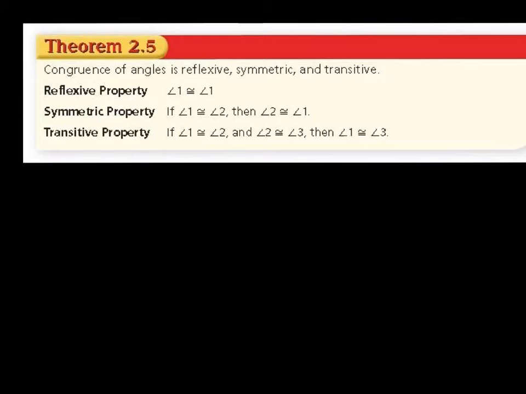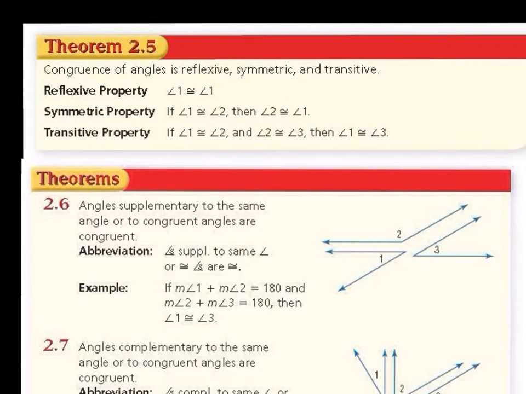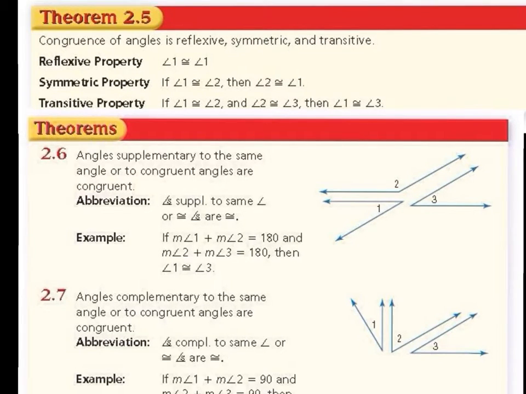We're still building our list. So for angles, yes, the reflexive, symmetric, and transitive properties are true. Angles supplementary to the same angle or to congruent angles are congruent. And angles complementary to the same angle or congruent angles are congruent. That's proved on page 109 in your book if you'd like to see it. We will prove theorem 2.6 in exercise 6.